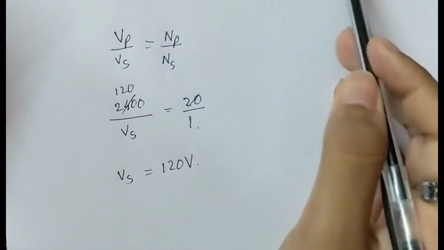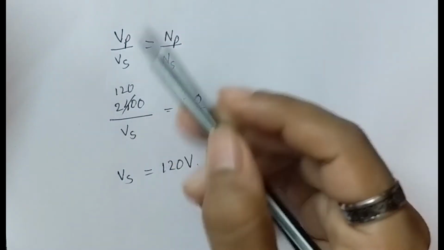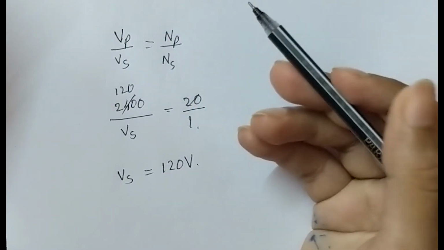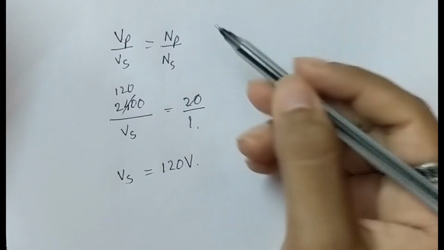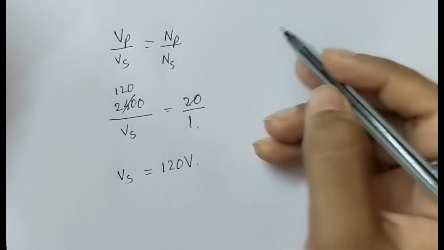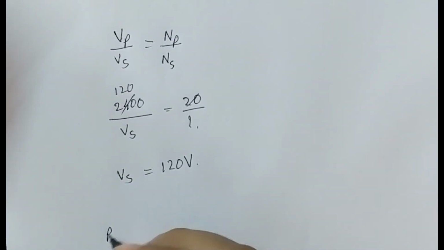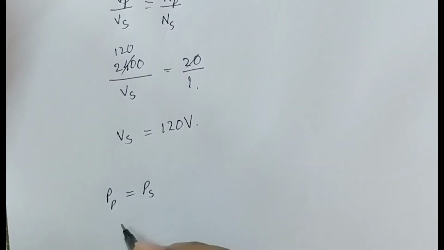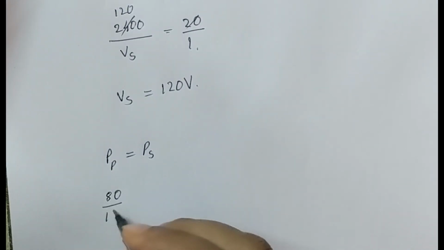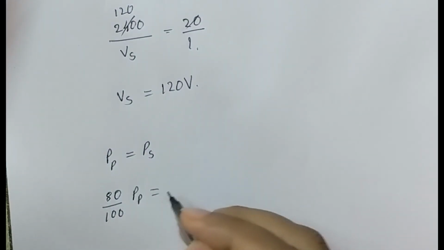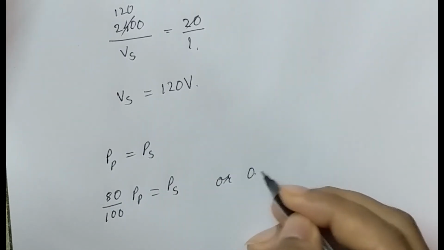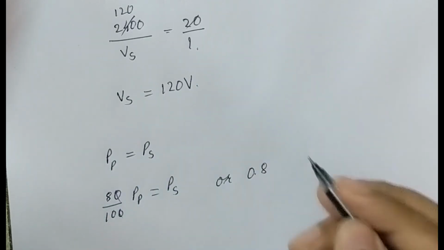Now, since the efficiency is given as 80%, when the power is transferred from the primary into the secondary coil, only 80% of the power is transferred. So the full power cannot be transferred. To calculate that, we generally know that power of the primary is equal to power of the secondary. But in this case, since it has an efficiency of 80%, we know that 80 by 100 of the primary power is equal to the secondary power. So we put the values in: 0.8, 80 by 100 gives you 0.8.